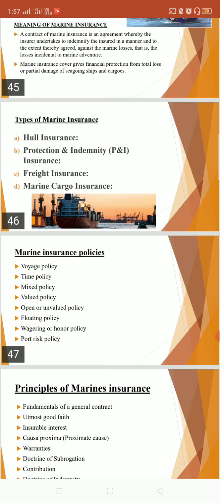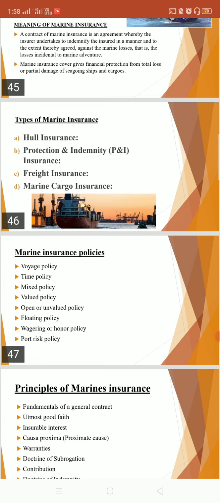Next one, mixed policy. Mixed itself, as the name says, voyage and time both are considered, then we call it a mixed policy. India to US, and how much time are you taking? 2 years. That means from India to US, whenever your ship is moving within those 2 years, insurance coverage will be there. So that is called a mixed policy.